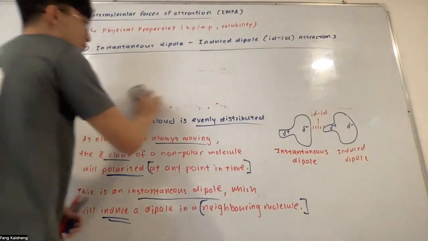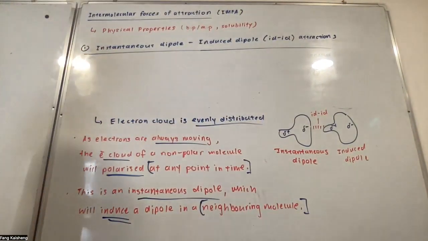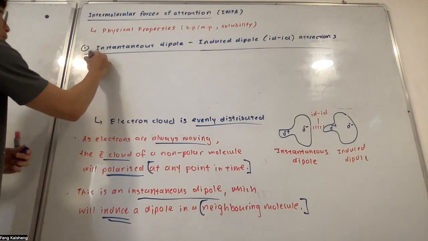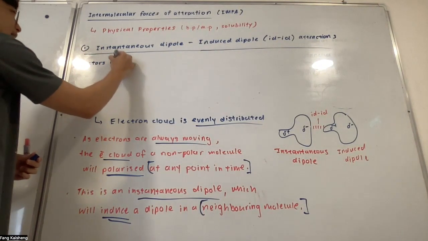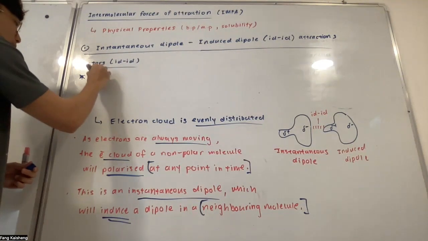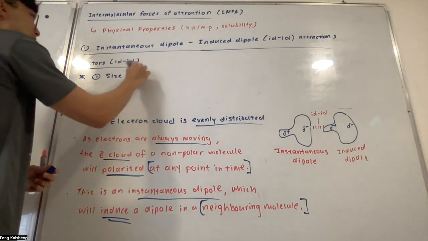Of course, guys, different non-polar molecules will definitely have different ID strength. Maybe some are stronger than others. So what is the factor over here? When we look at factors for IDID, the number one factor, the most important one, I'll explain this in a bit, is the size of the electron cloud.